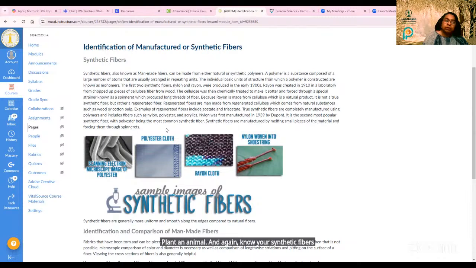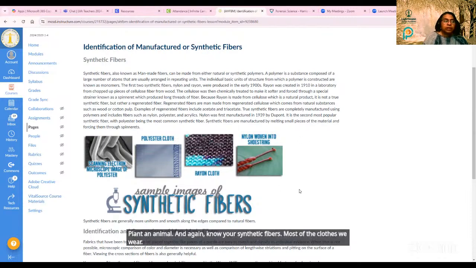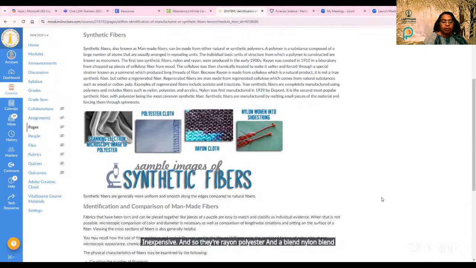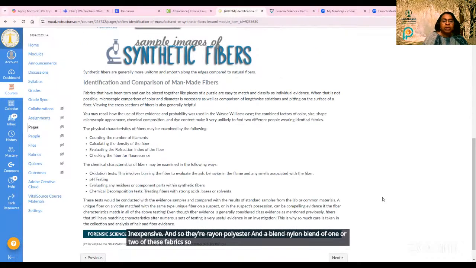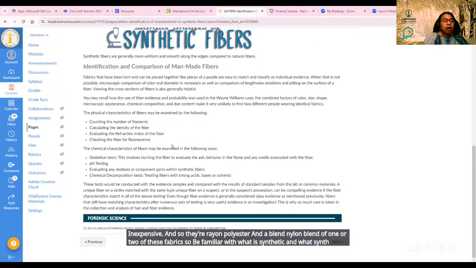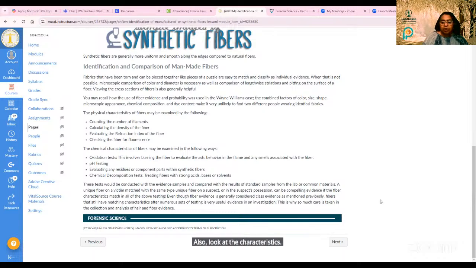And again, know your synthetic fibers. So most of the clothes we wear are inexpensive, and so they're rayon, polyester, and a blend. Nylon is a blend of one or two of these fabrics. So be familiar with what is synthetic and what synthetic fiber means. Also, look at the characteristics of these.